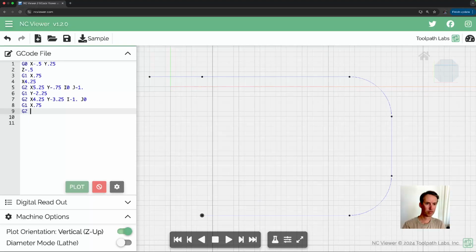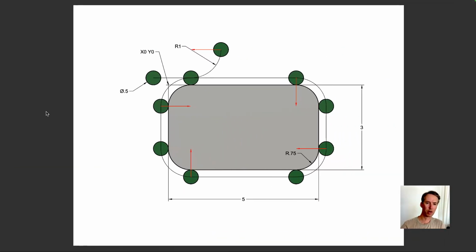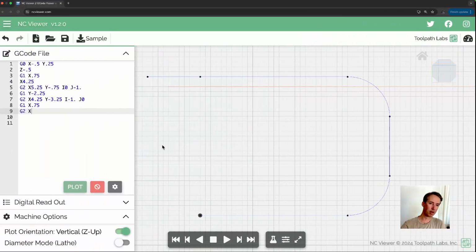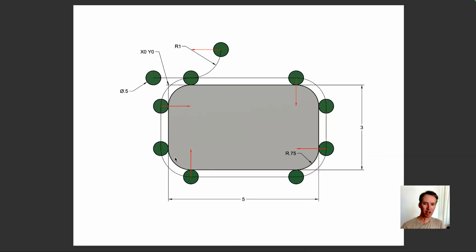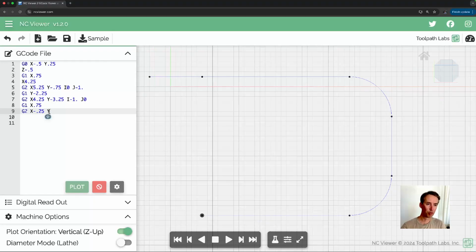Let's look for our x. So if our origin's here, we're actually in the negative on the x. So that's negative by the radius of the tool, which is 0.25. Okay, so we're at, if this is, again, 3 inches minus the 0.75, this is y negative 2.25. Okay, now we're looking for an I and J.